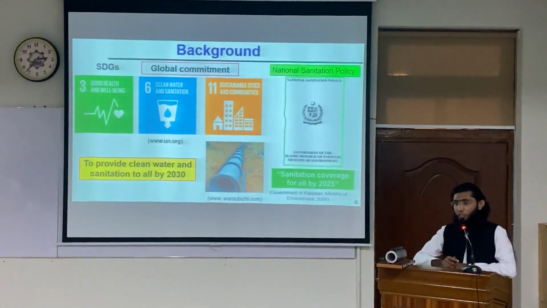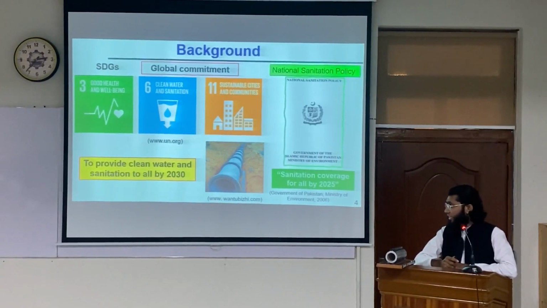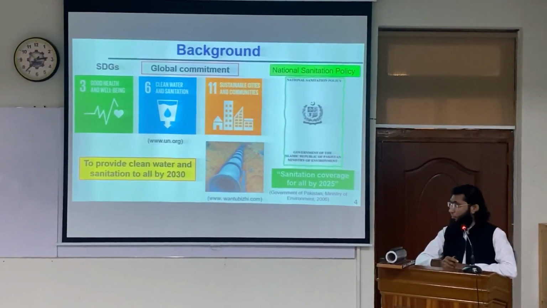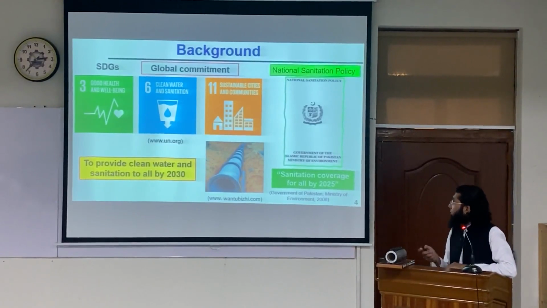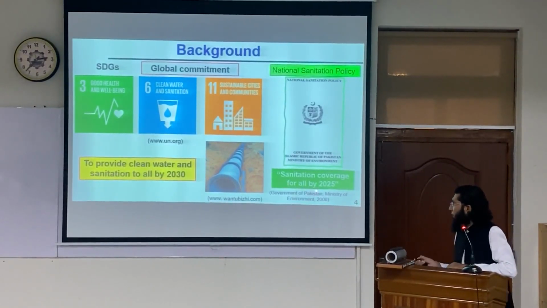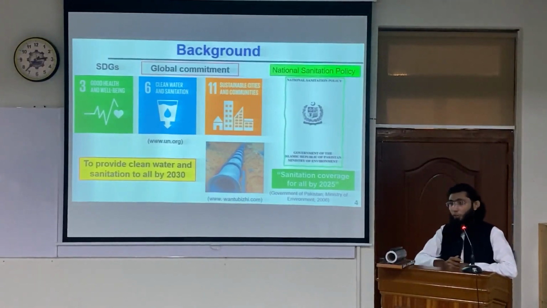This research is directly related to 3 Sustainable Development Goals: SDG number 3, Good Health and Well-being; SDG number 6, Clean Water and Sanitation; SDG number 11, to make cities sustainable and resilient. At national level, the National Sanitation Policy by the Government of Pakistan aims to provide 100% sanitation coverage to all by 2025.